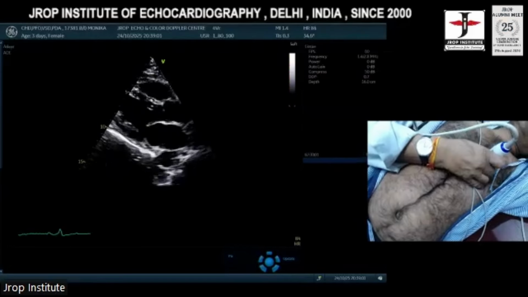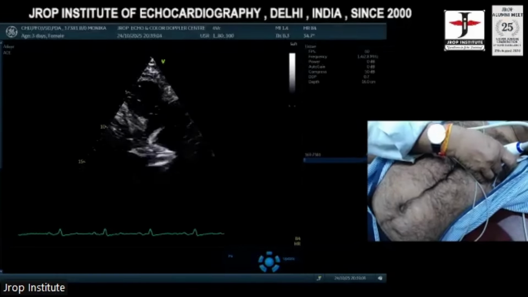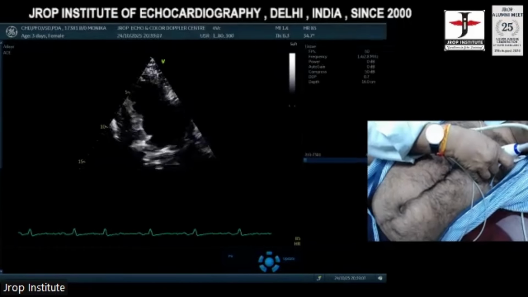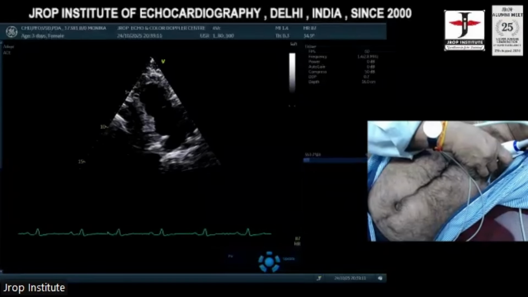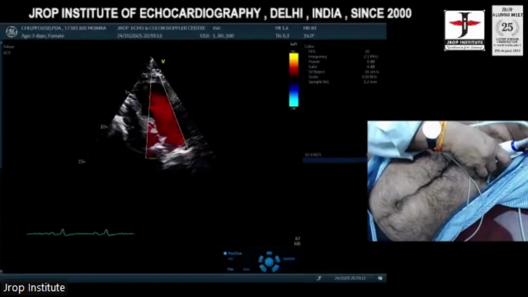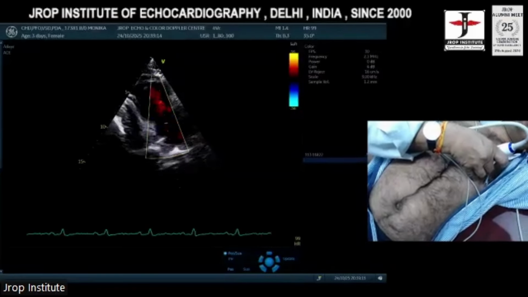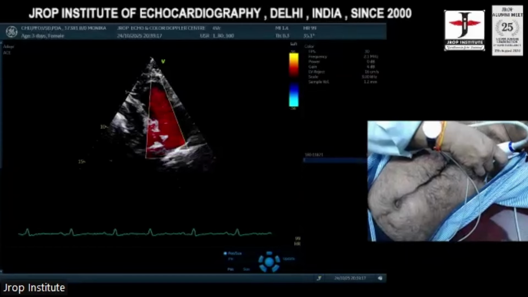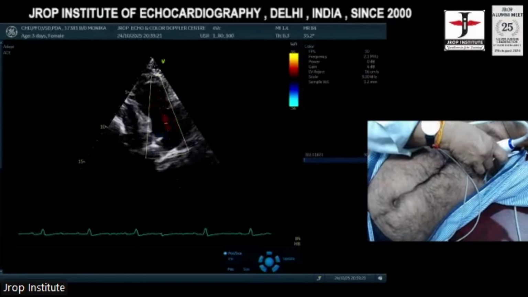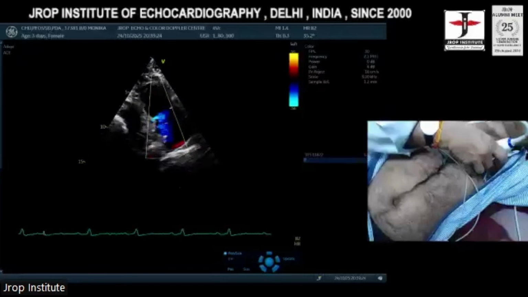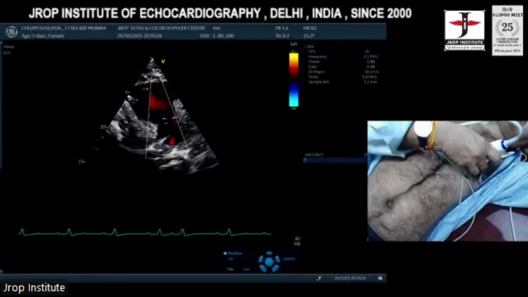Only one flow which we can measure is once we go to inflow view, RV-RA inflow view. Now look in RV-RA inflow view. I'm as parallel to the blood flow as possible. Look, my line is almost parallel to the blood flow. So this is one of the windows for measuring what? Tricuspid regurgitation or tricuspid inflow. One take-home message.